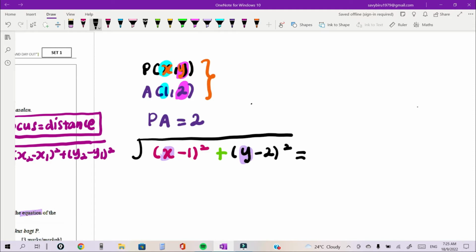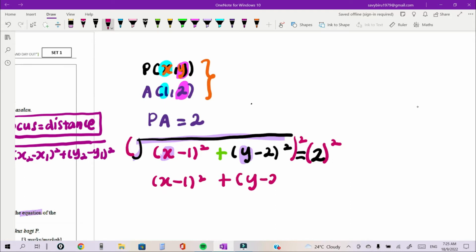Okay, now the value, the distance is 2. And then, how to eliminate the square root here? Square both sides of the equation. After you square both sides of the equation, the square root disappears. Okay, so we are left with x minus 1 squared plus y minus 2 squared equals 4. Then, we expand one by one.